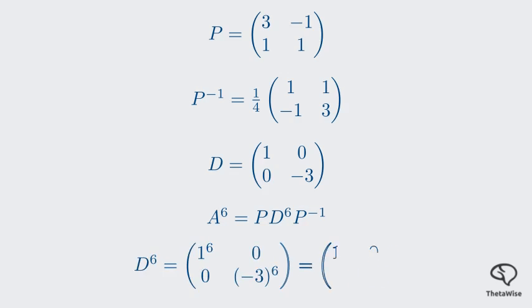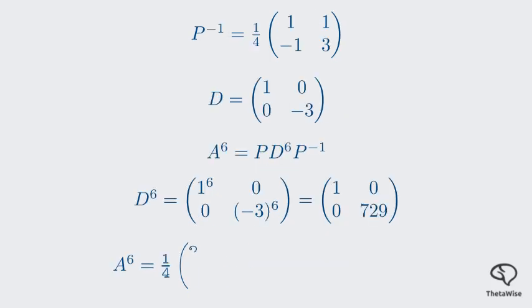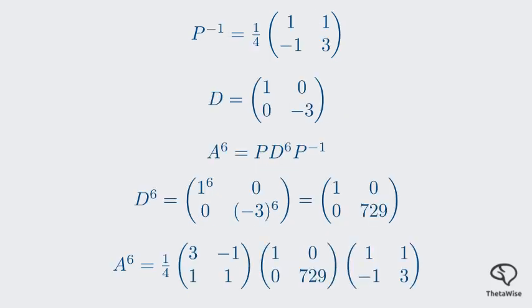First, we calculate D to the 6. It's the diagonal matrix with 1 to the 6 and negative 3 to the 6 on the diagonal. Since 3 is raised to an even power, the result is 3 to the 6, which is 729. Now we substitute this back into our expression for A to the 6. This is 1 over 4 times P times D to the 6 times the other P inverse matrix.